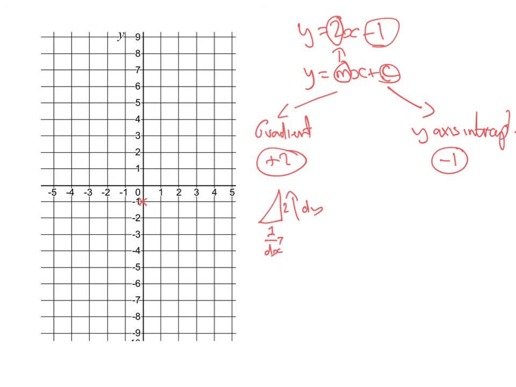Okay, so along 1 up 2, along 1 up 2, along 1 up 2, and along 1 backwards down 2, along 1 backwards down 2. Same set of crosses, same line through them. Either method is valid. If you use this method, you've just got to make sure you make it obvious that you've understood the gradient is +2 and the y-axis intercept is -1.